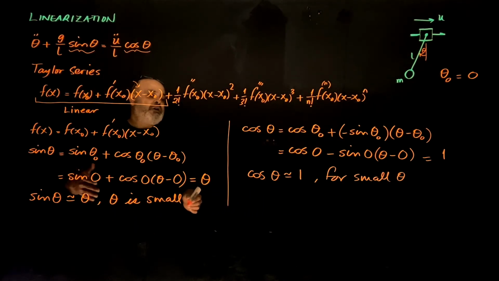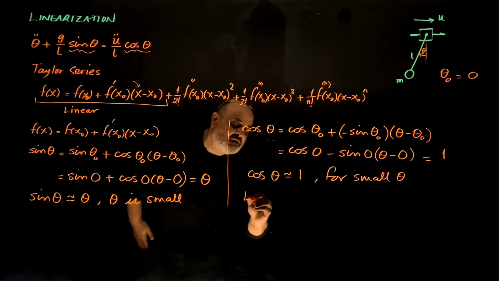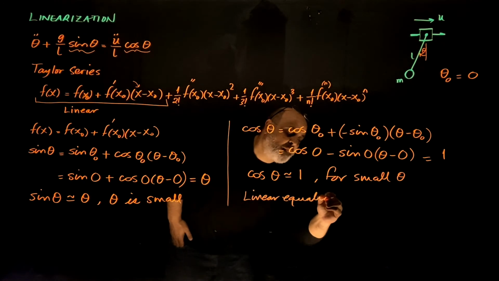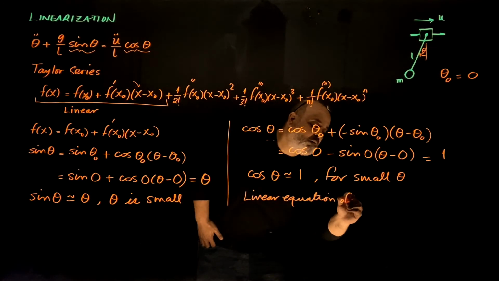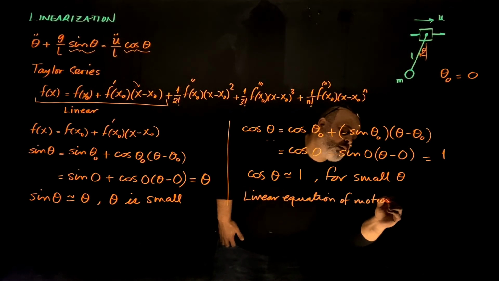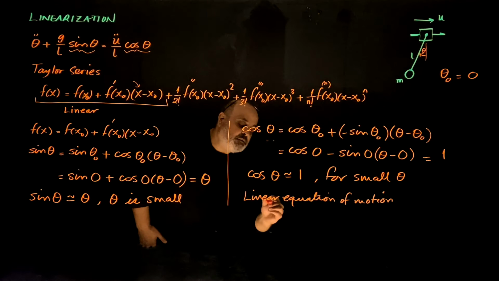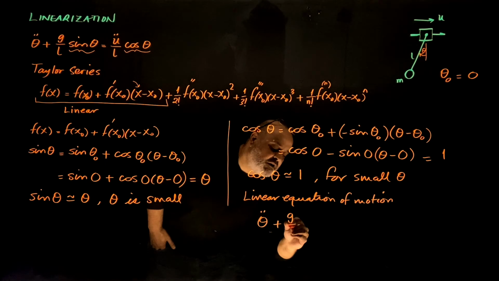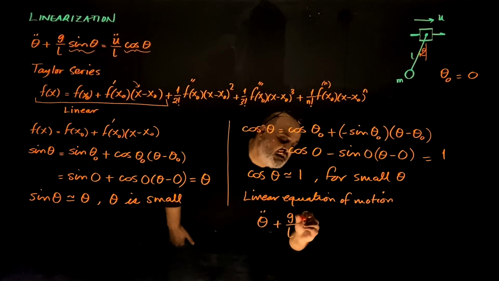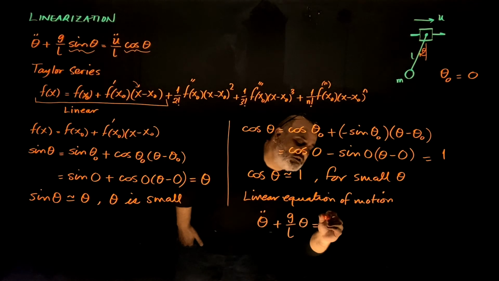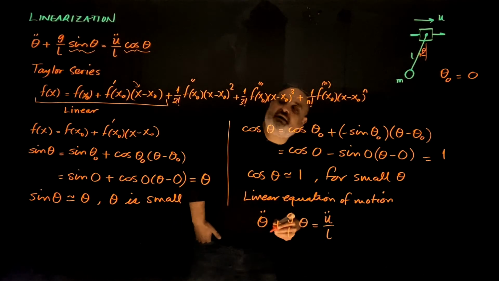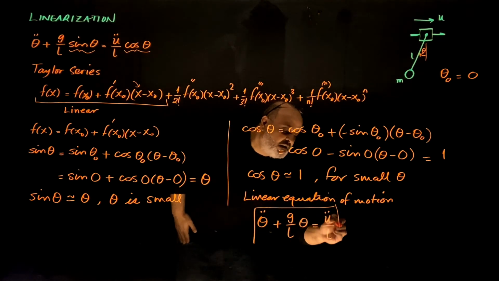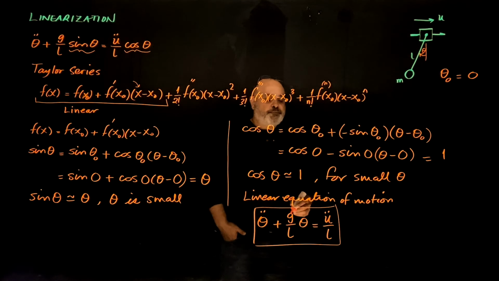So my equation of motion now becomes the linear equation of motion: theta double dot plus g over L theta equals u double dot divided by L, since sine theta becomes theta and cosine theta is 1. And this is my linear equation of motion.